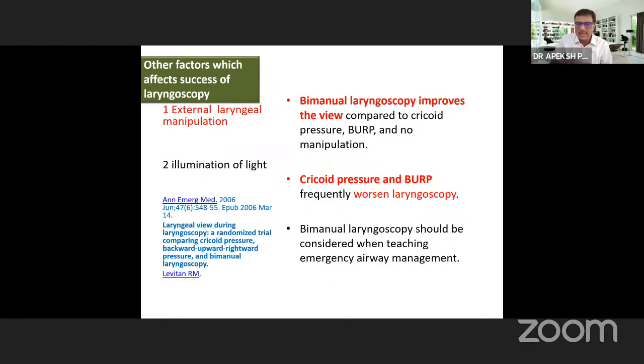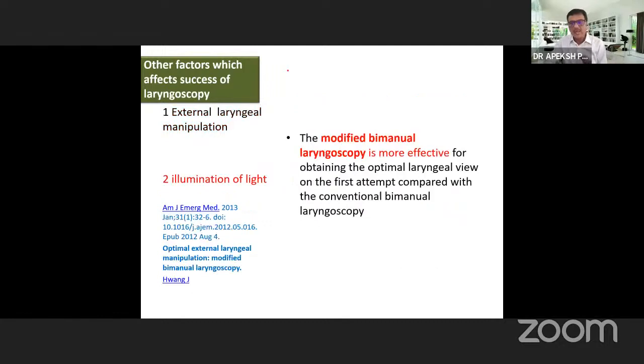That is external laryngeal manipulation. What is external laryngeal manipulation? At a subconscious level, we are asking our assistant to press the thyroid cartilage to get the view. That is called bimanual laryngoscopy. There are a number of varieties of bimanual laryngoscopy, but modified bimanual laryngoscopy is more effective. In modified bimanual laryngoscopy, one person is doing the laryngoscopy, and that person, the performer, is guiding the assistant's hand to compress the thyroid cartilage. That's called modified bimanual laryngoscopy.